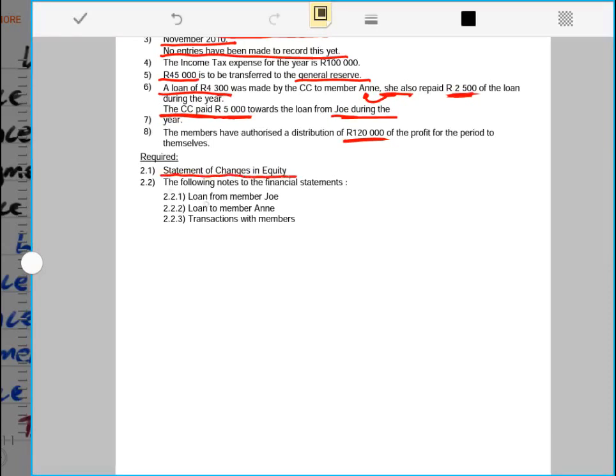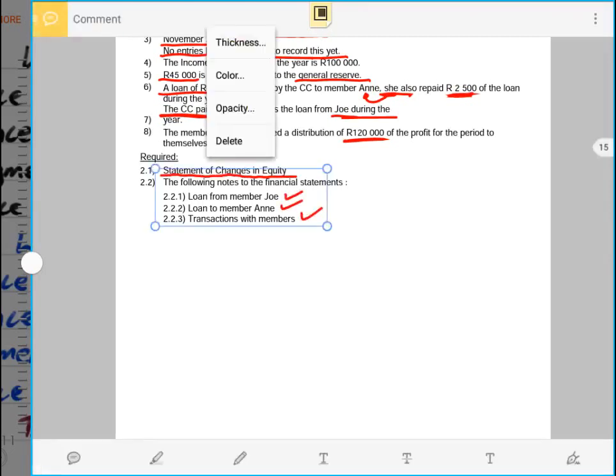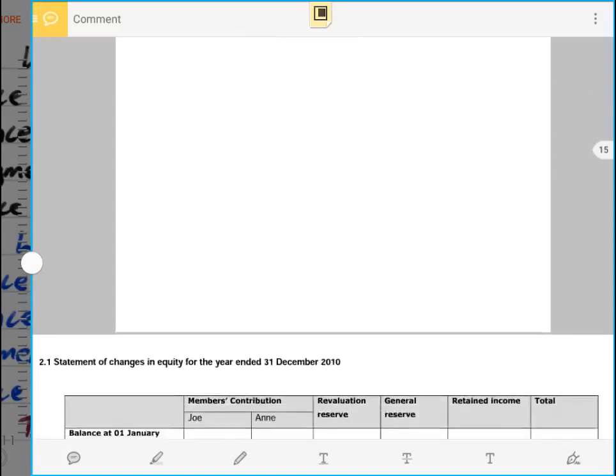Then we are also required to do the following notes: a note on a loan from Joe, a note on a loan to, and transactions with members. And these three requirements are always very critical when it comes to the topic of closed corporation. Whenever a test or exam comes regarding closed corporation, most of the time these three will definitely be asked. So let us continue by answering all that is required, starting with the statement of changes in equity for the closed corporation.